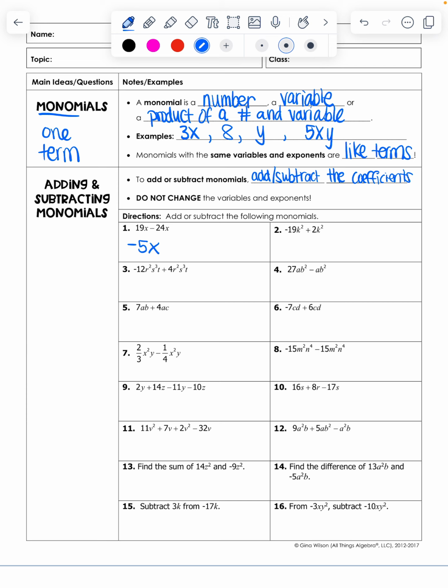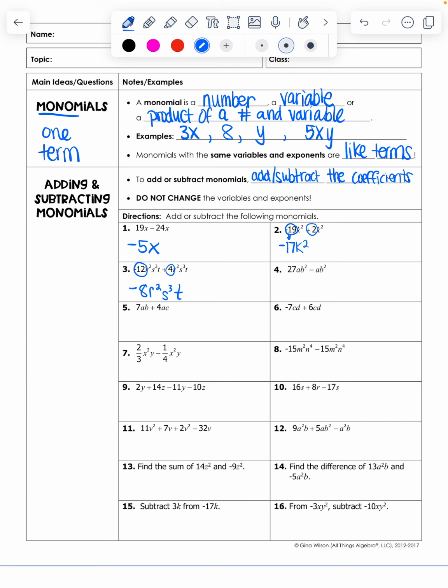Number 2, negative 19k squared plus 2k squared. Negative 19 plus 2 is negative 17, and then we keep the k squared the way that it is. So what we're doing here is we're just taking the numbers on the outside, adding those to get that number, and then keeping the variables exactly the same. It quickly gets crazy looking at the next one. Negative 12 r squared s to the third power t plus 4 r squared s to the third power t, but we still do the same thing. Negative 12 plus 4 is negative 8, and it's negative 8 r squared s to the third t.